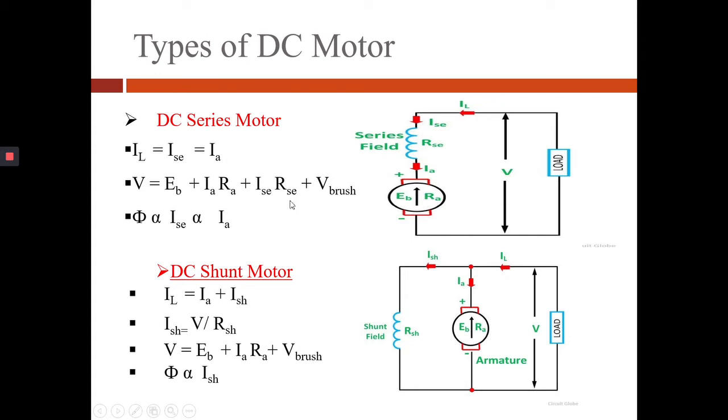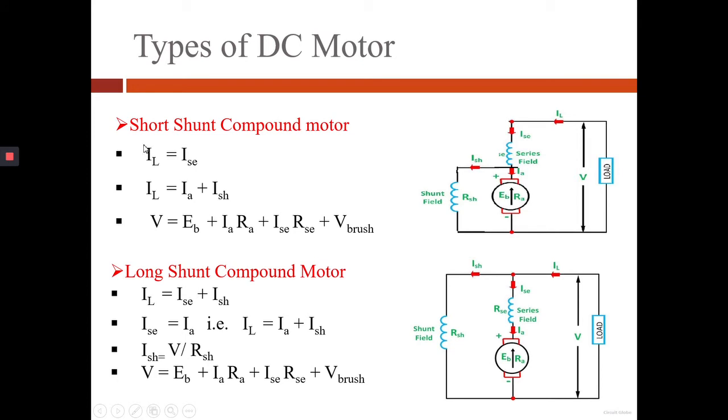In case of DC series motor, the series field winding is in series with the armature winding. That's why IL equal to ISE equal to IA, and these are the equations of voltage and flux. In case of DC shunt motor, the shunt field winding is parallel to the armature winding. So IL equal to IA plus ISH, and this is the equation of current and voltage.